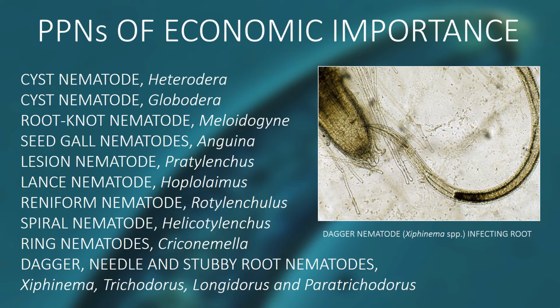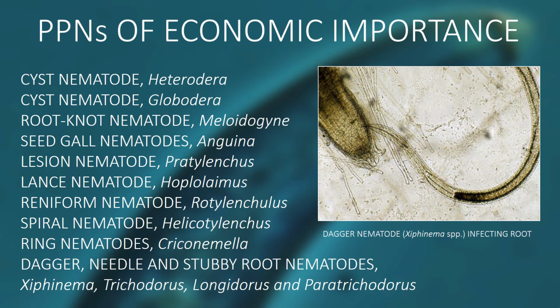Just a few of the plant pathogenic nematodes of economic importance. We have two different types of cyst nematodes. Root knot nematode, which affects a number of woody ornamentals as well as tomatoes and other vegetable crops. We have seed gall nematodes, lesion nematodes, the lance nematodes. Reniform nematode is a major host on cotton.